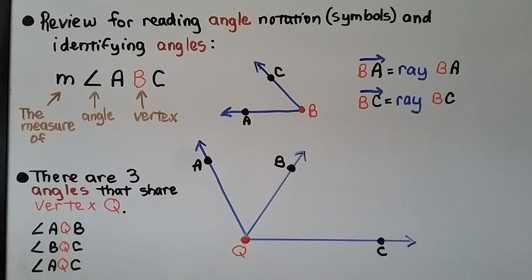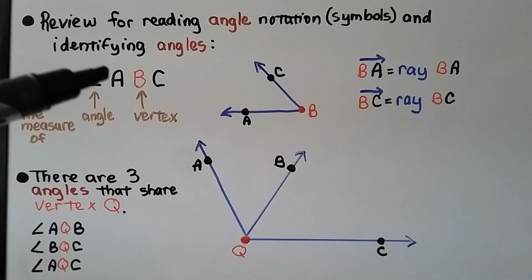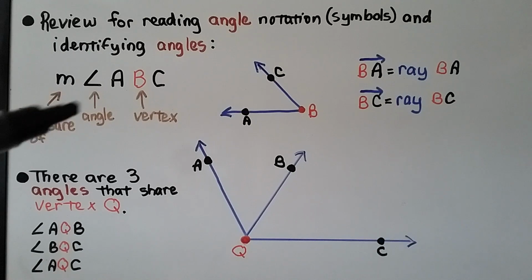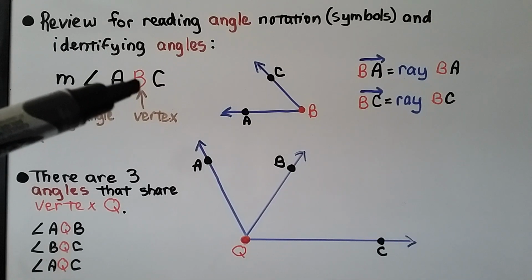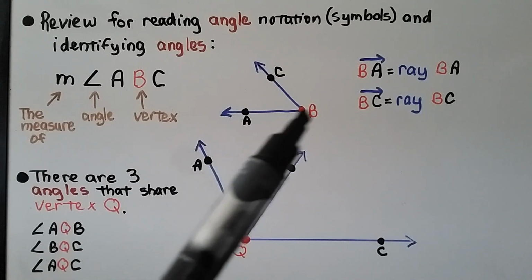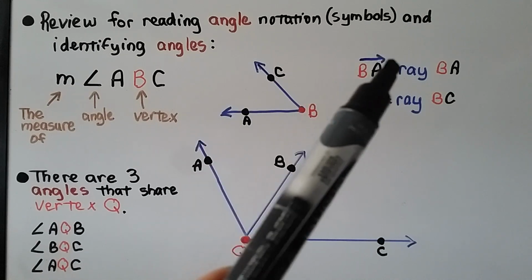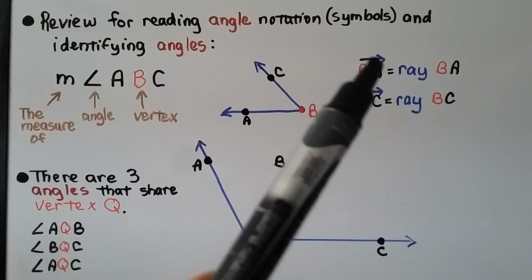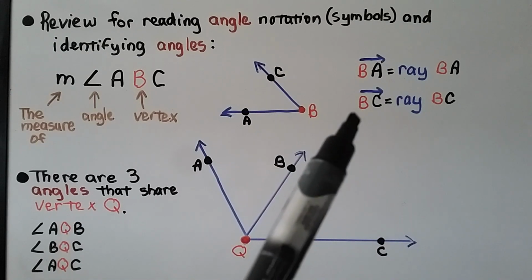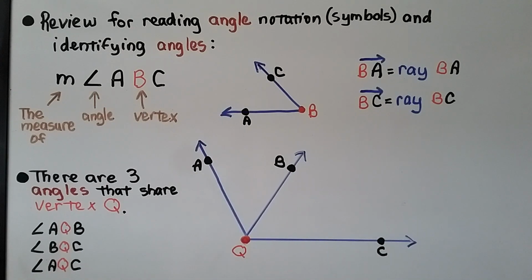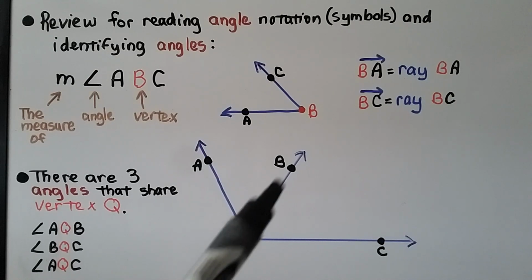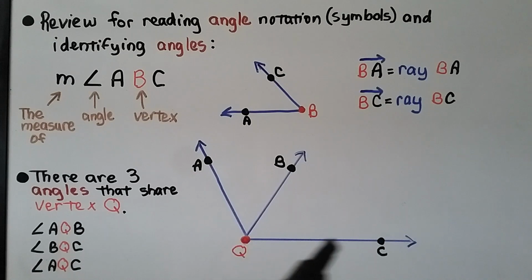So a review for reading angle notation, that's the symbols and identifying angles. If we see an M and then a little angle and then capital letters, it means the measure of angle ABC, and that middle letter is the vertex. So it'd be the measure of angle ABC. And if we see capital letters like BA with an arrow pointing to the right over the top, that's the symbol for ray. That means ray BA. And this is ray BC. And there are 3 angles that share vertex Q in this diagram. We have angle AQB, we have angle BQC, and we have the greater angle AQC.